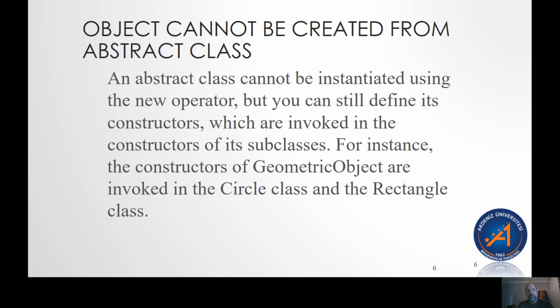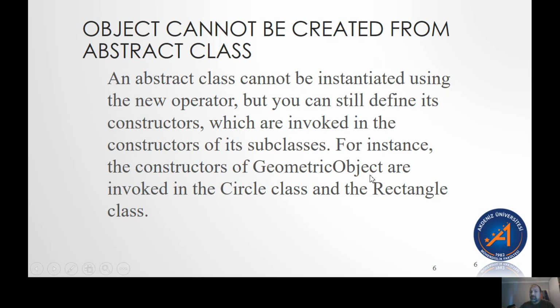We cannot use an abstract class using the new operator, so we cannot create an object of an abstract class. We do have constructors for them, but only as far as maybe we want to invoke them from the child. So we have a constructor for geometric object that's used by the circle class to create a circle. But we cannot create an object of type geometric object.